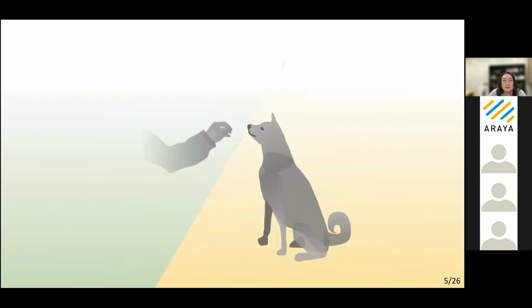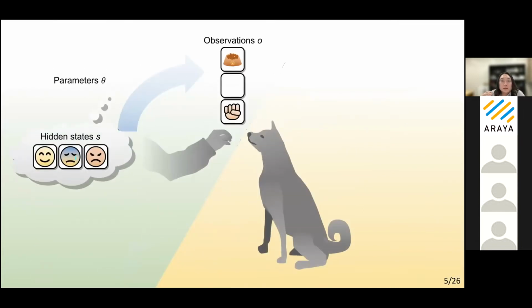Here, this is one example. So in this cartoon, we consider that this dog is our agent that performs inference, and the environment comprises a person who is the master of this dog. And here, the mental state of this person corresponds to the hidden state of the external world. And here, the dog can observe only these observation signals. And this state, the hidden state, is unobservable. So the dog needs to infer the state.